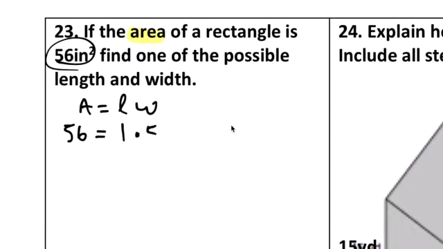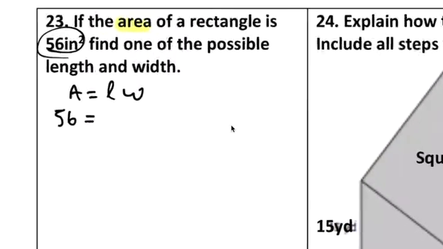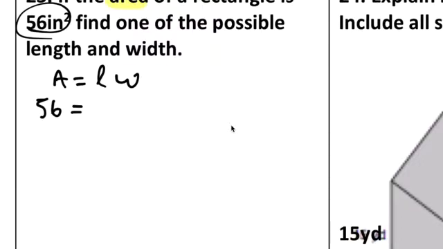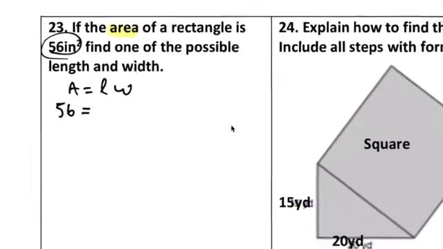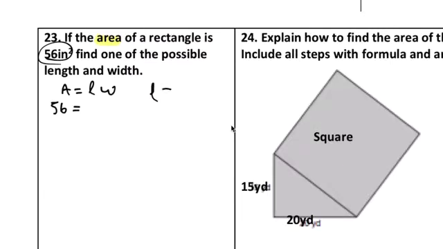It could be length of 1, then width has to be 56. It could be length of 2, width has to be, what's half of that? That's 28, right? 3, 4, 4 and 14, right? Makes 56. So many possibilities of what length and width is. So you choose.